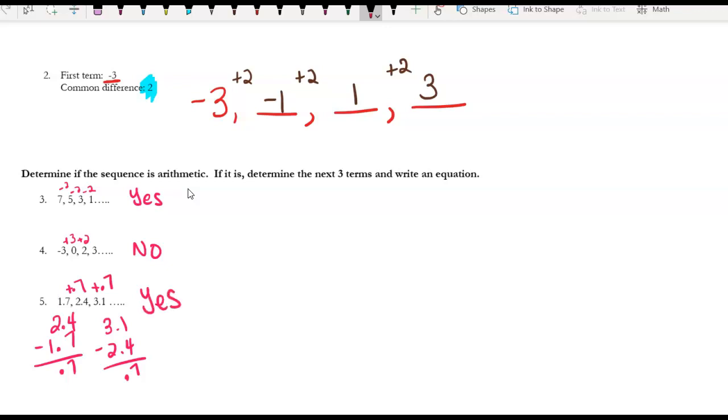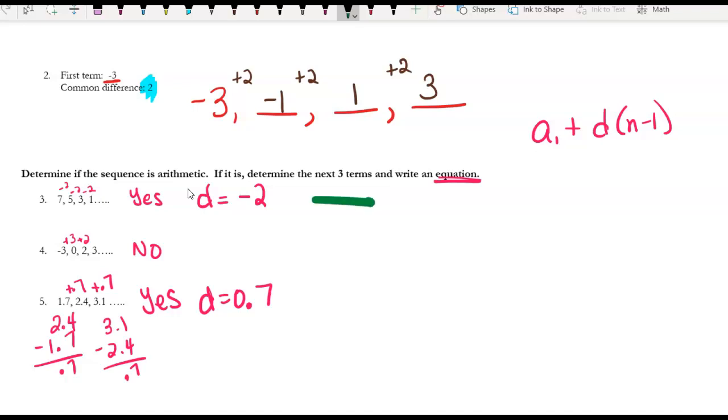Okay? Now what I want us to do is find our common difference. Our common difference for this is a minus 2. And our common difference for this one is a positive 0.7. Okay, we're going to kind of go out of order. We're going to write the equation first because that's the harder part. So remember, this is it. It's the first term plus your difference times n minus 1. I'd like you to try and write your equations for 3 and 5 and then press play when you think you got it.